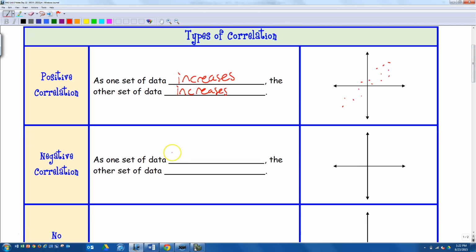A negative is the other one, other way. So if one set of data increases, then the other set of data will decrease. And that looks something like this.